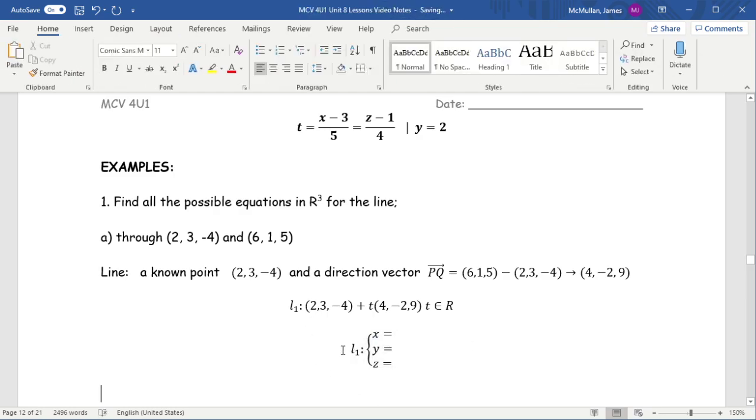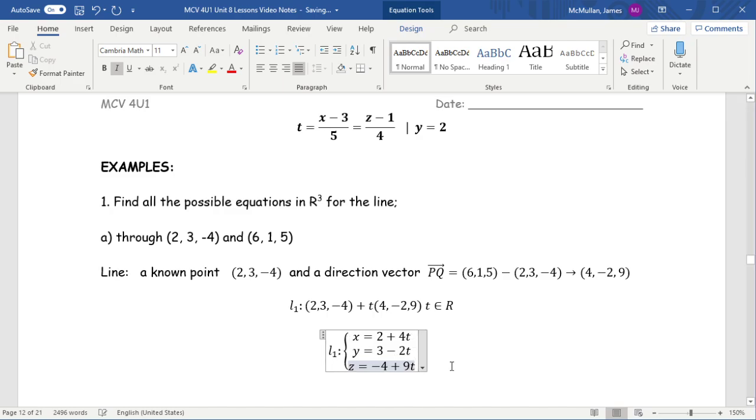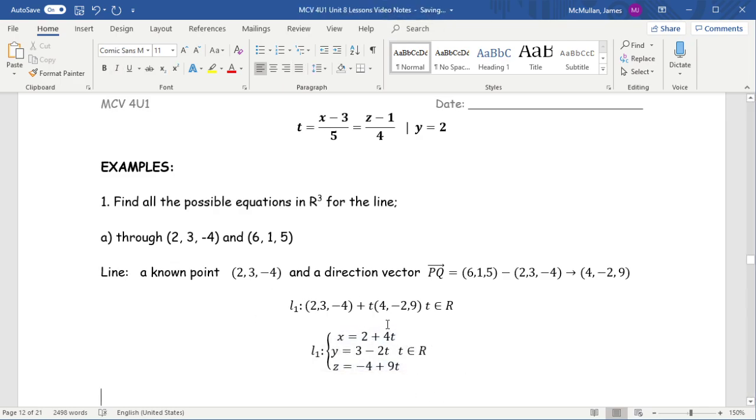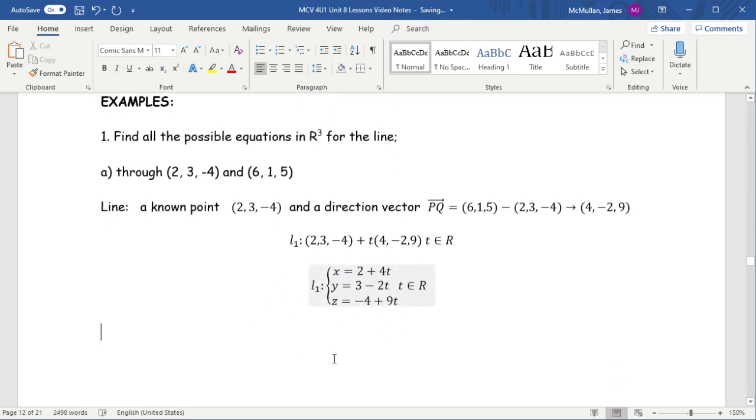So you do L1, or whatever your line is called. You do a big curly bracket, and then x, y, z. So the x parameter would be given by 2 plus 4t. The y parameter would be 3 take away 2t. The z parameter would be -4 plus 9t. And again, in all of these cases, t is in the real numbers. T is a real number somewhere. Just try and line this up so it looks a bit better. Okay, so something like that would be good for what this should look like. Okay, that's how you do the parametric equation.